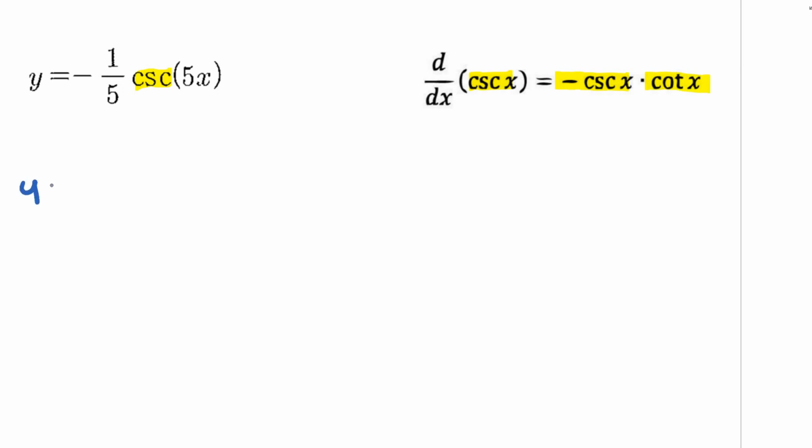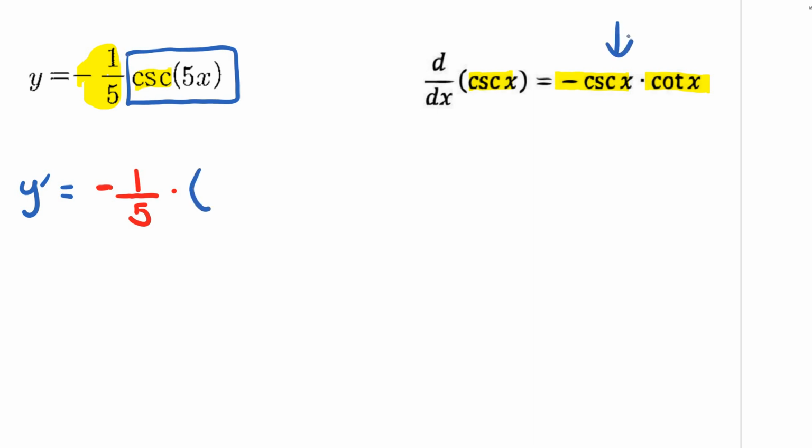So I have y prime equals 2. Now here's my constant here, negative 1 over 5. So all the constants you just keep in front, and then you just take the derivative of the function here. The derivative of cosecant 5x, if I use the derivative over here, is going to be negative cosecant bracket 5x times cot of bracket 5x. Okay, and then I'll close the bracket there.